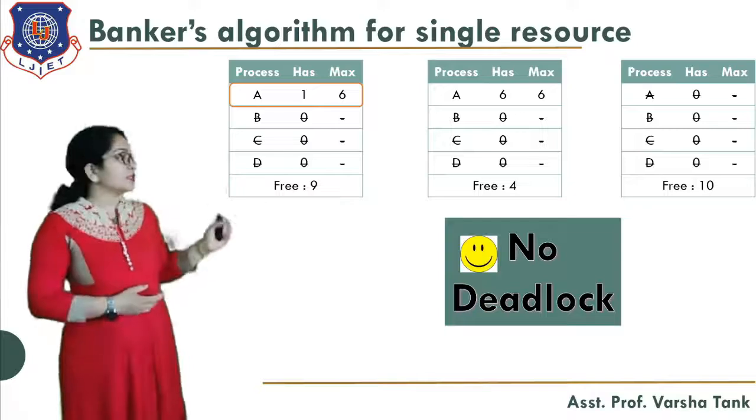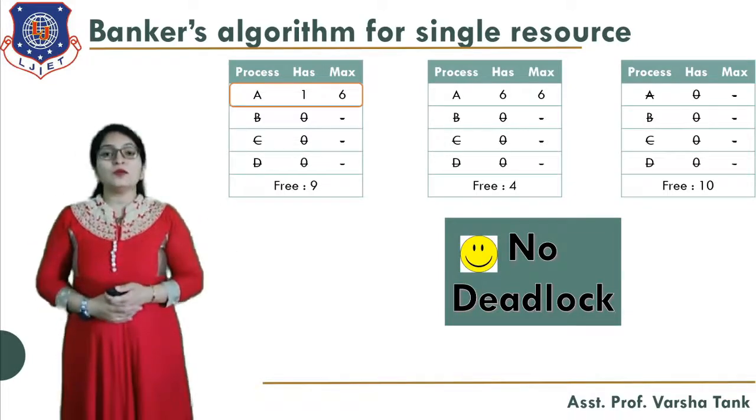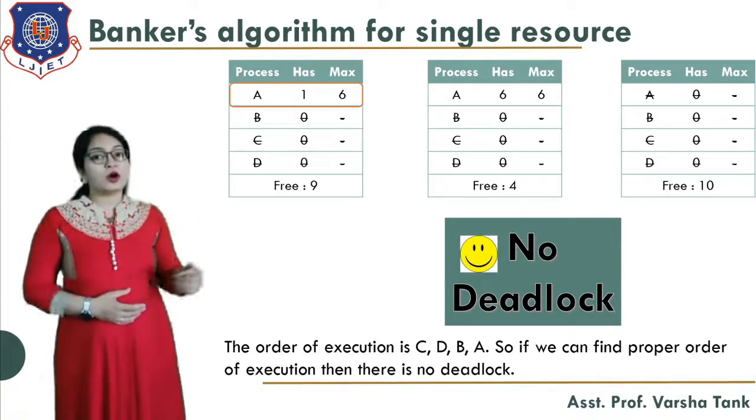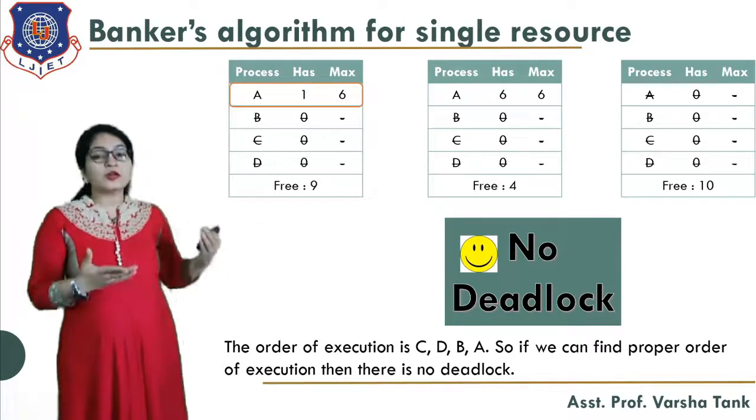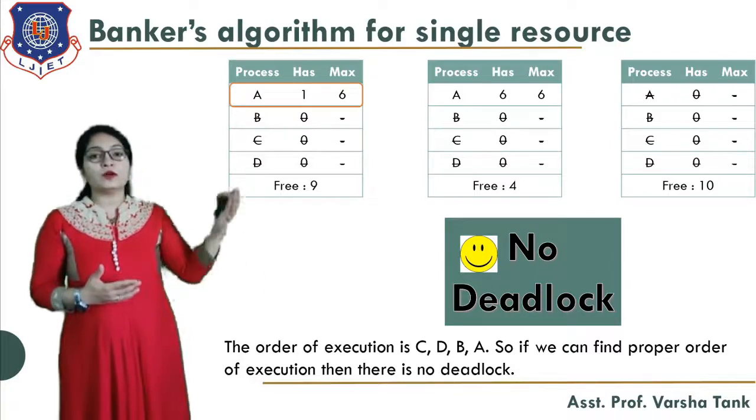So we can say there is no deadlock in the system if we follow the sequence. The order of execution is C, D, B, A. If you got confused, you can go with first come first serve.